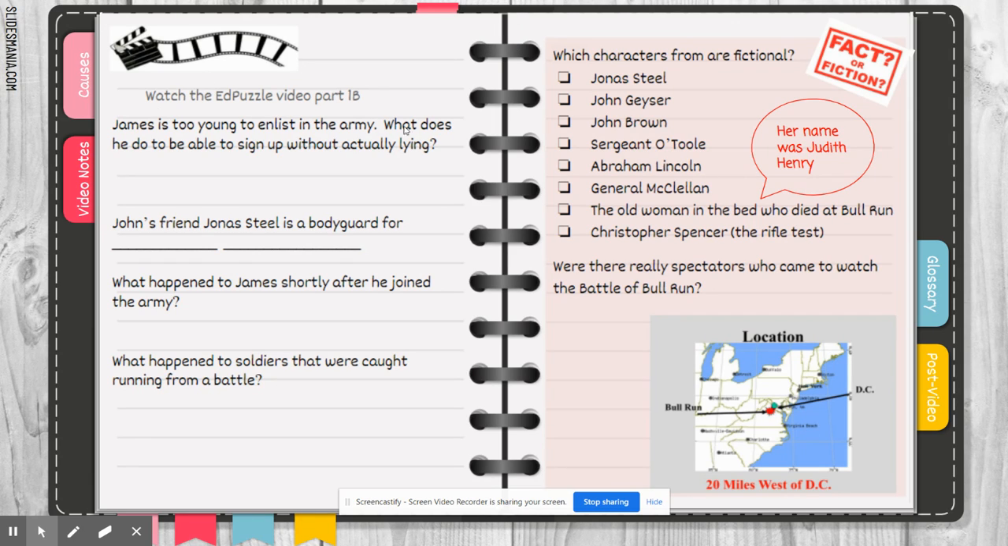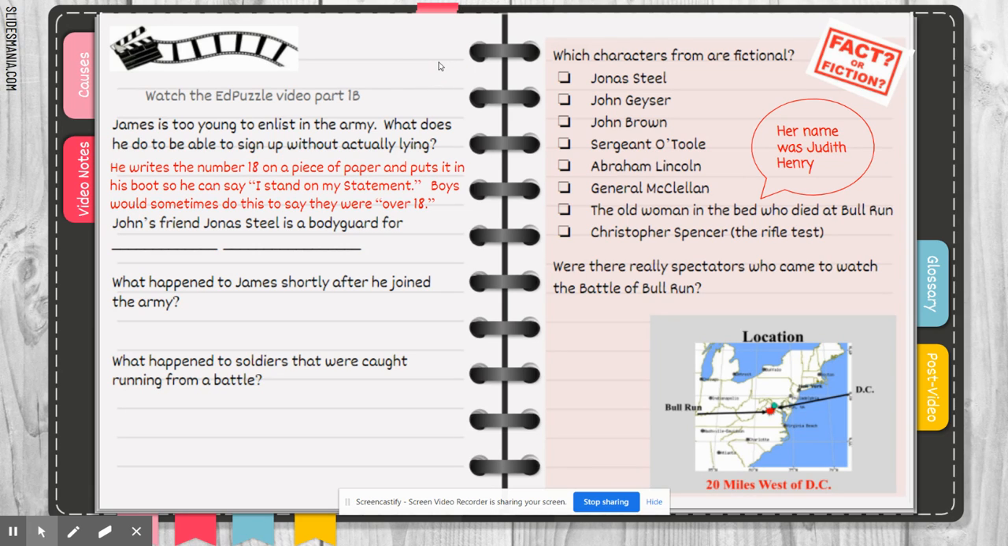Okay, we got to part 3 where James is too young to enlist in the army. What does he do to be able to sign up without actually lying? He writes the number 18 on a piece of paper, puts it in his boot, and says, I stand on my statement when he's asked if he's over 18. And this was something that lots of young boys would do to be able to enlist in the army because they wanted to be in the military. So they were able to say, I am over 18 if the number 18 was underneath their feet. And so this was a ploy where they could argue that they hadn't officially lied when they were signing up to serve.